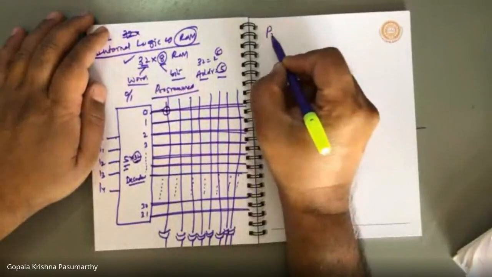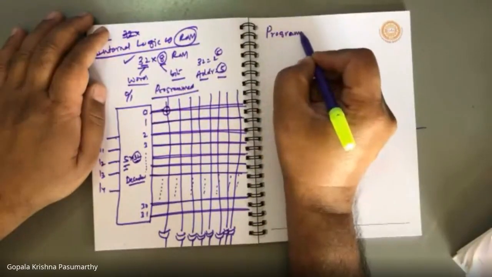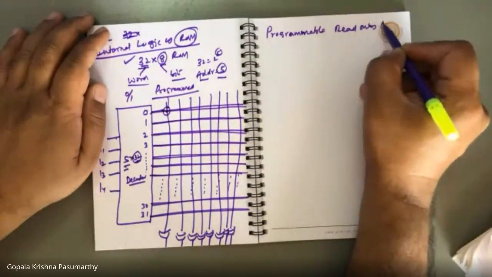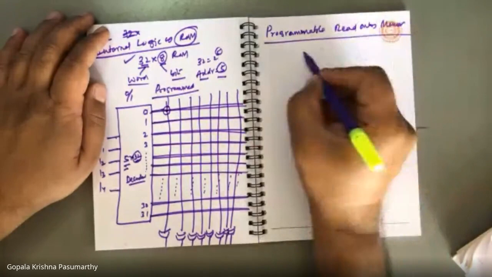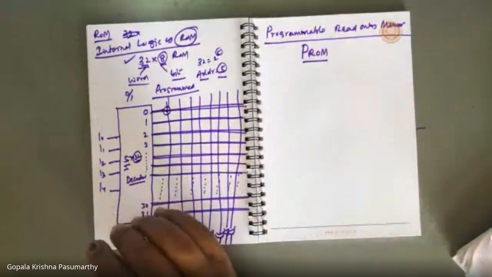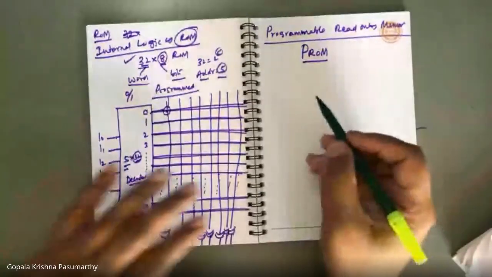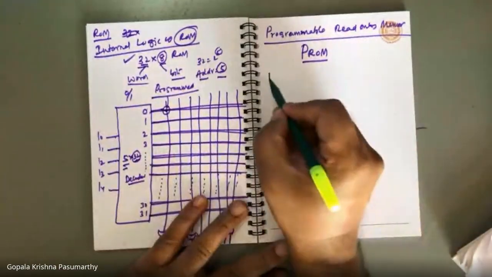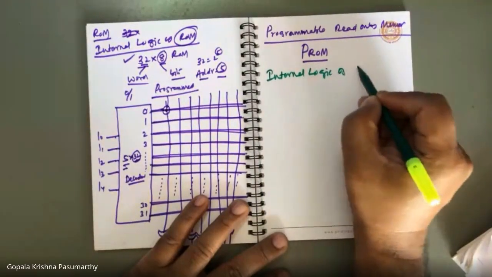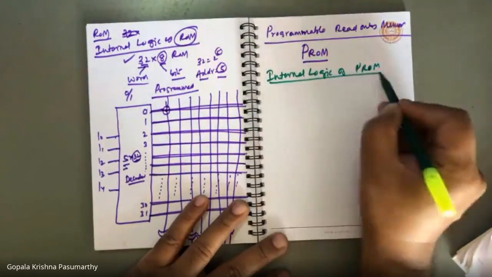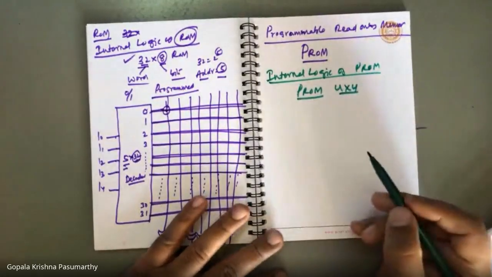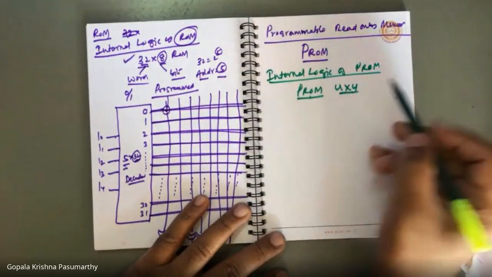That's why the ROM is also called programmable read-only memory, very popularly called PROM. PROM means programmable read-only memory. For example, how do we understand the internal logic of PROM? I will explain it with the help of an example. For example, I have a programmable read-only memory of size 4 by 4.